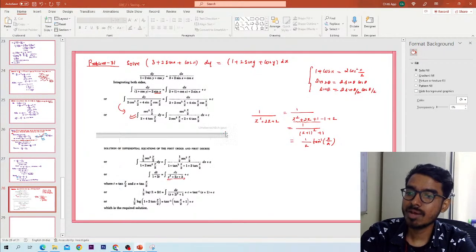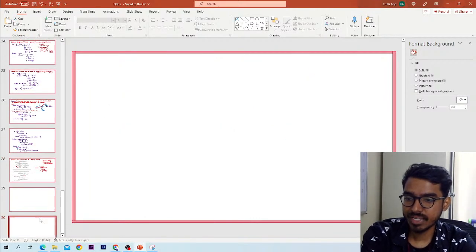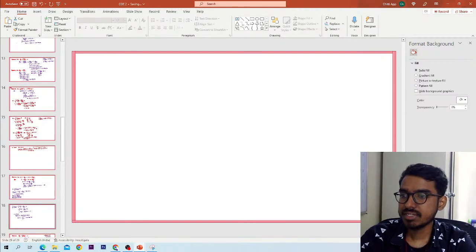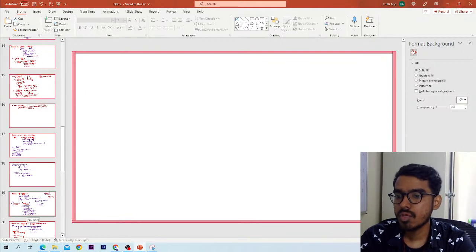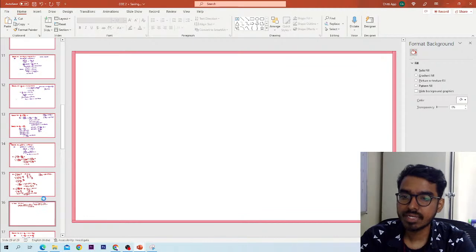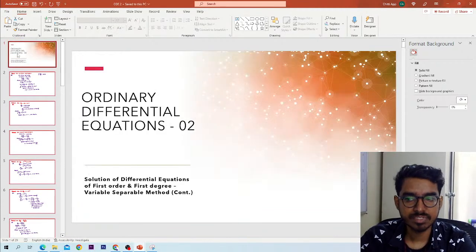almost all problems on variable separable method. I think you can do any problem on variable separable method from now on, right? Yes, you can do, right? The next class, we are going to start the second topic, which is equations reducible to variable separable method, right? Equation reducible to variable separable method. After that, we'll be moving on to the next method, which is homogeneous equation, right?